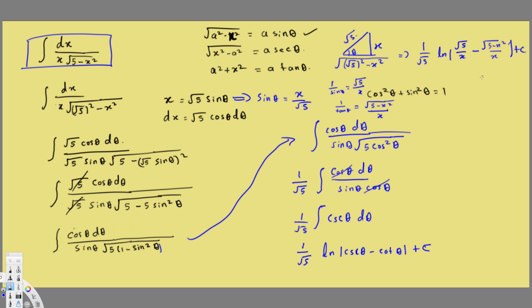Now I can take the x common and write the final answer. Let's write it in red color. So 1 over root 5 ln of root 5 minus square root of 5 minus x square, over x, plus constant, and that is our final answer.